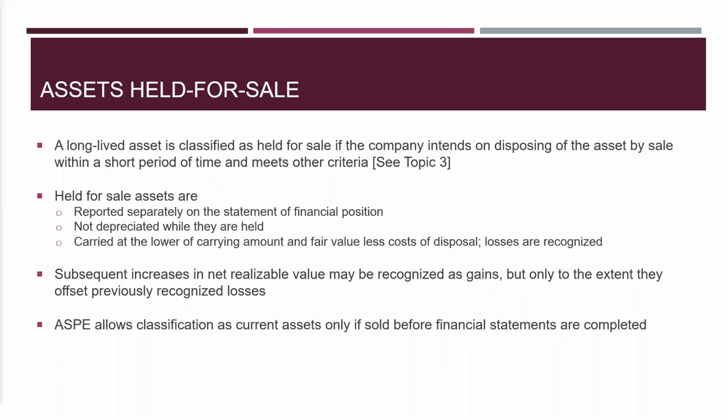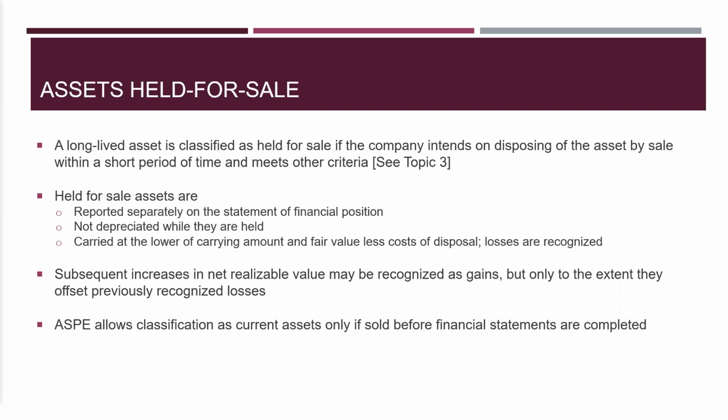Looking at your assets held for sale, and this is the same idea we had discussed in topic number 3. These are long-term assets that are classified as held for sale when the company intends to sell or dispose of these assets by sale in a short period of time. Held for sale assets are going to be carried at the lower of the carrying value and the fair value minus cost to sell. Any losses at that point in time will be recognized in profit and loss. They will be reported as current assets on your statement of financial position. Hence, there will be no depreciation on these assets once they are classified as held for sale.